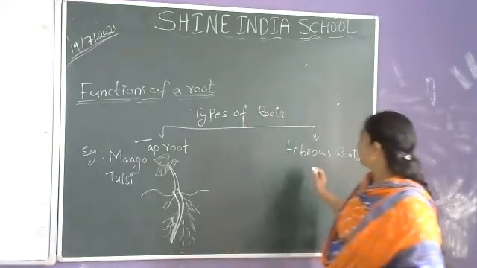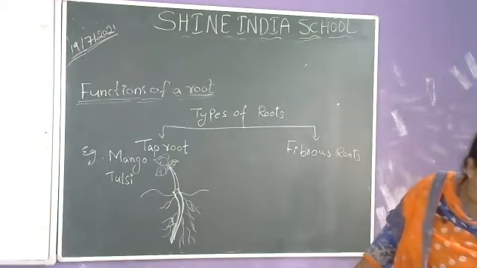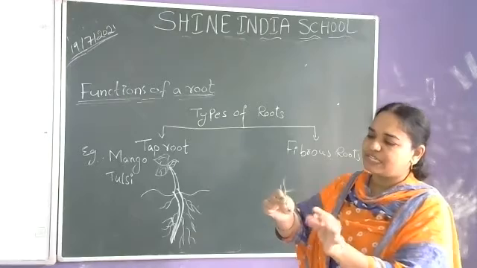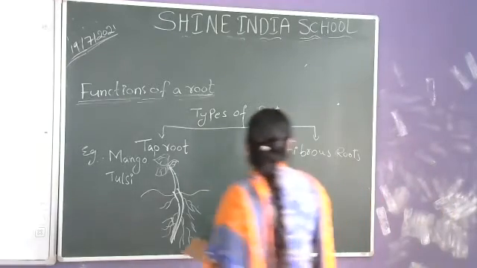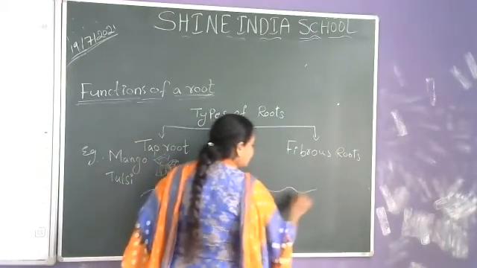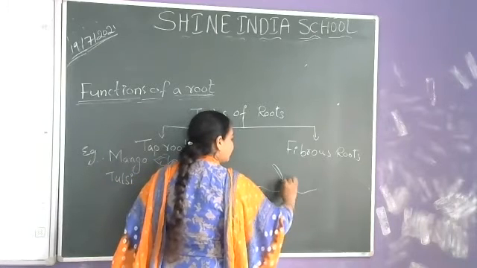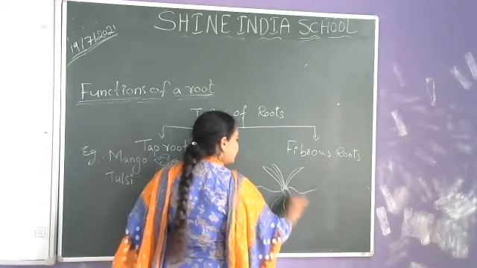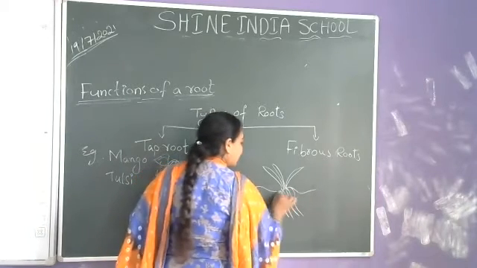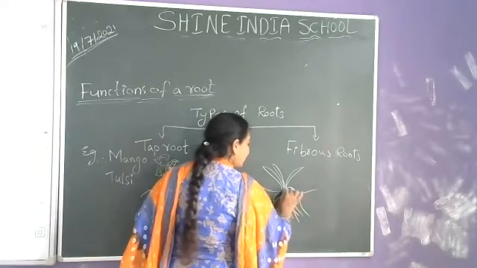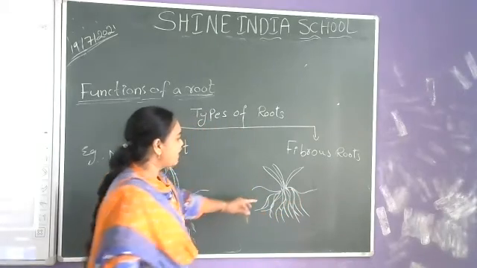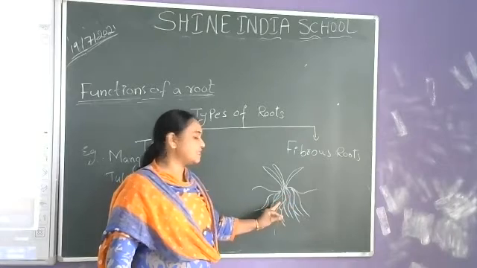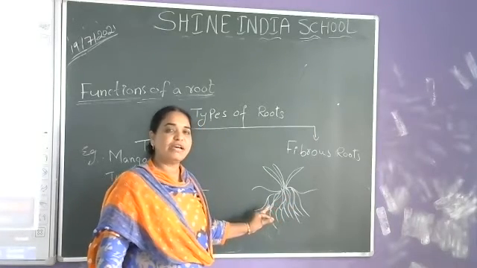Okay. Next comes the fibrous roots. Here I will show the fibrous plant. If you observe this plant, it is like this. So this is a stem. From all directions a number of roots are arising. Like this, from a stem, a number of roots are arising. This cluster of roots, these bunches of roots, are called fibrous roots.